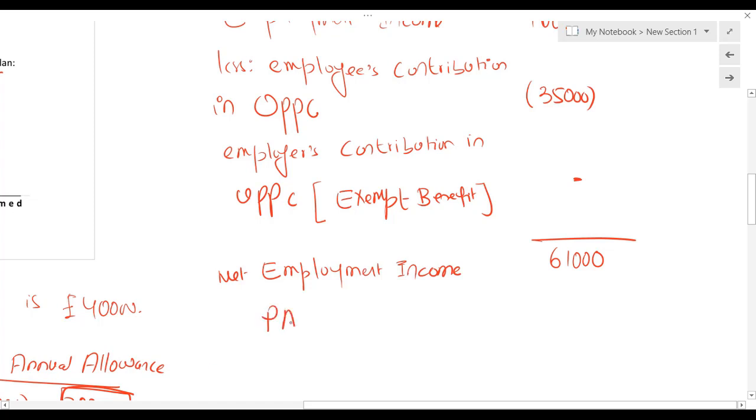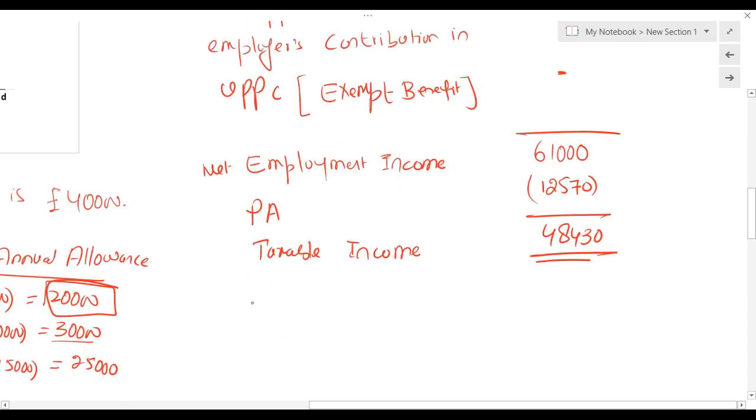Let us deduct personal allowance 12,570. We will have taxable income of 48,430. Okay. Let's calculate income tax.